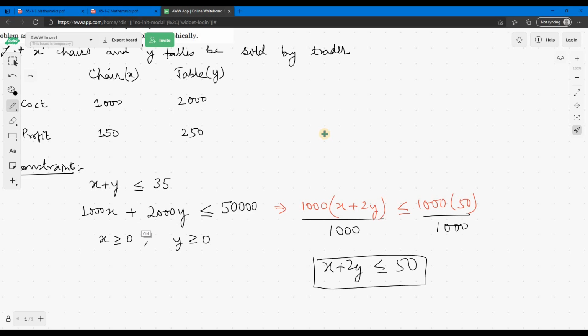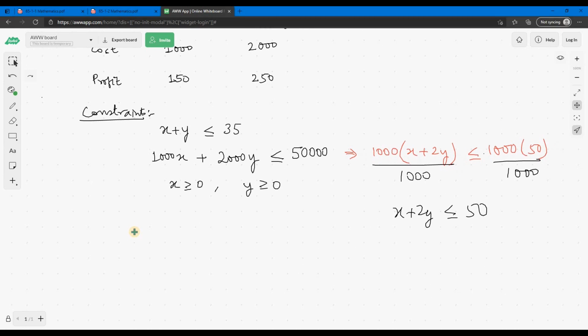So we have the set of constraints. The first constraint is x plus y less than or equal to 35, and the second constraint is x plus 2y less than or equal to 50. Always x has to be greater than or equal to 0 and y has to be greater than or equal to 0, because the number of chairs and the number of tables cannot be negative. They can be 0, meaning no chairs or no tables, but they can never be negative.